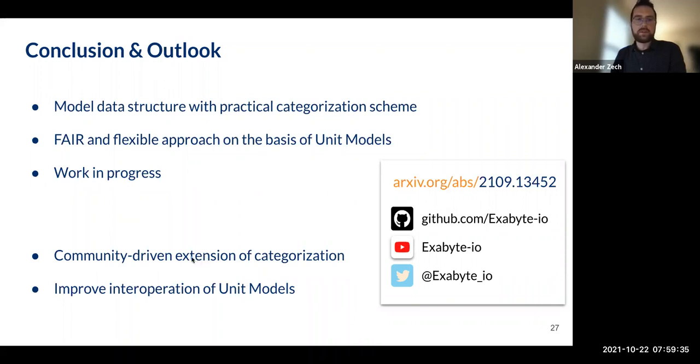So it makes sense to invite the community to extend this categorization scheme. And then finally, there are always things that can be improved. And right now, we're interested in improving the interoperation of unit models. So for example, we would like to be able to restrict certain combinations of unit models automatically.